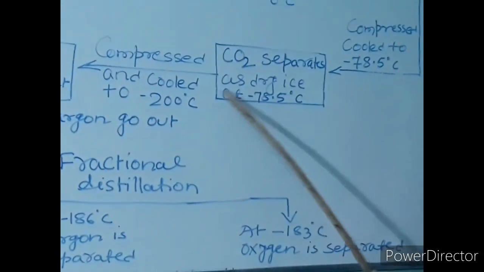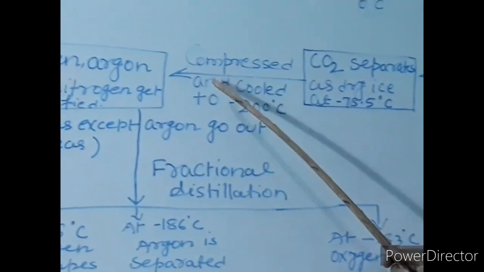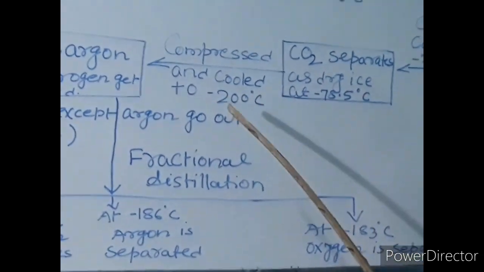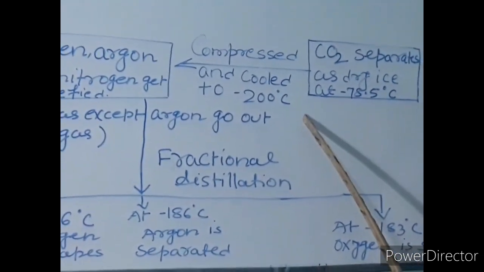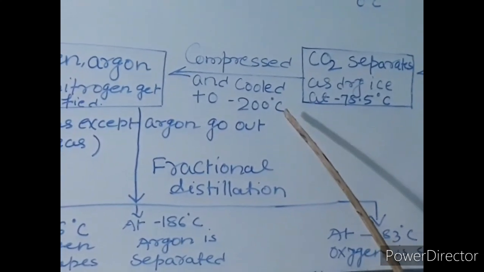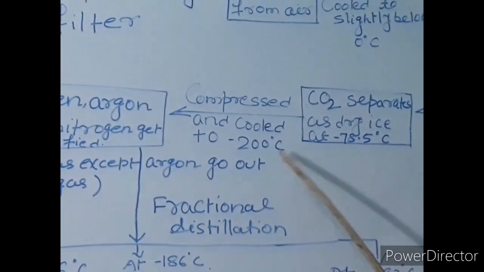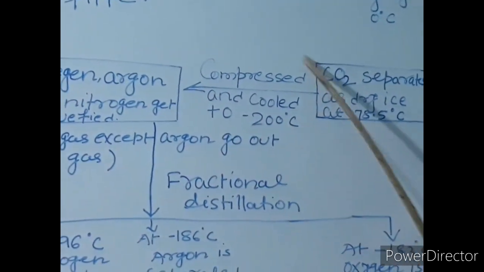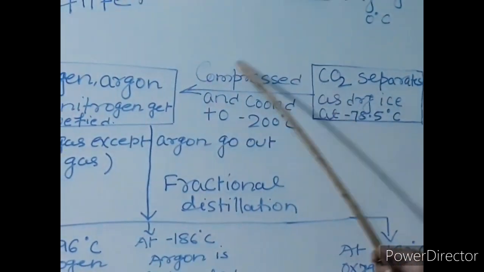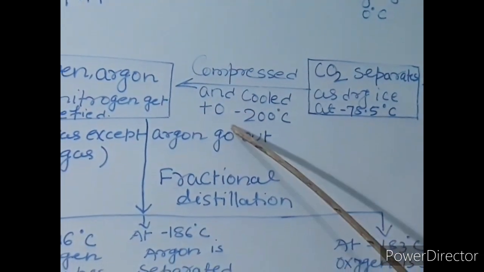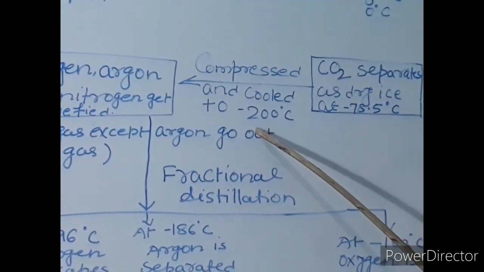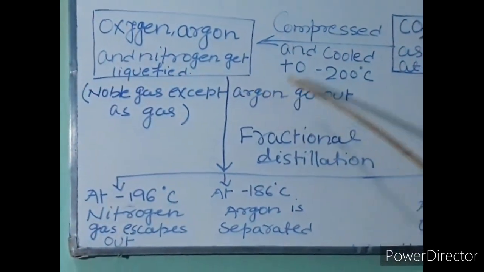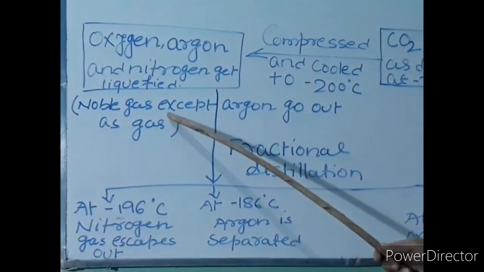Now the next step: the air is compressed and cooled to minus 200 degrees Celsius. Now let us take the temperature to minus 200 degrees Celsius. When you reach this temperature, what happens? Noble gases except argon go out as gas.